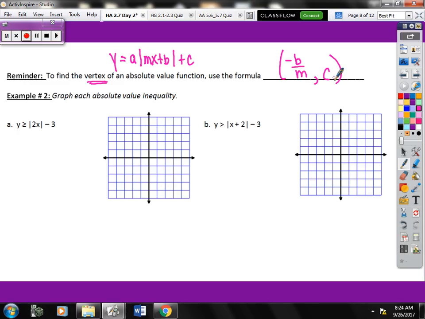So some of you on your last quiz forgot the negative, or just never bothered to memorize this. I'd make sure you have it memorized for Friday's test. All right, so graph each absolute value inequality.